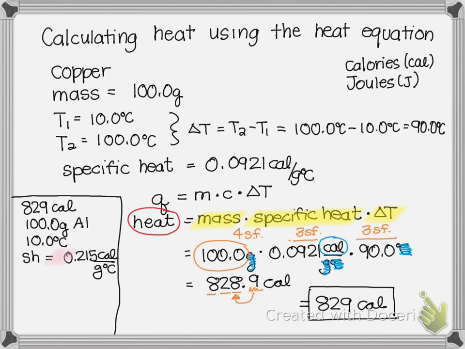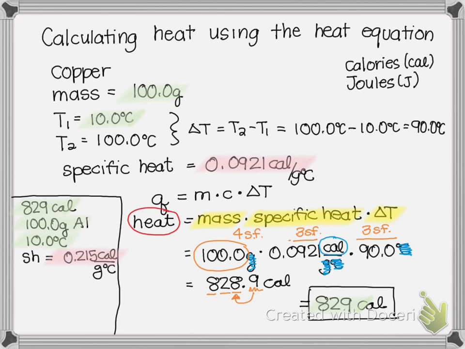So in this example, it's 0.215 for aluminum, and for copper, it's 0.0921. So if you look, they're telling us, I'm getting a highlighter so I can see. They tell us they both have the same heat. They both have the same mass. They both start at the same temperature. So the thing that's different is their specific heat.